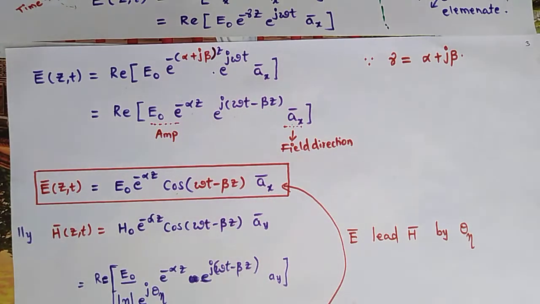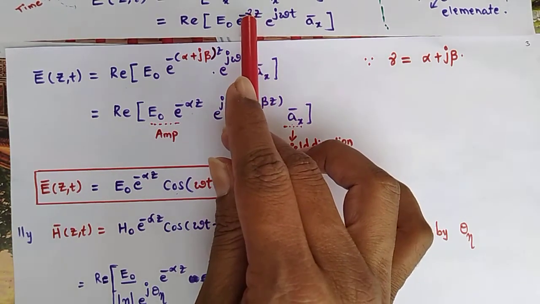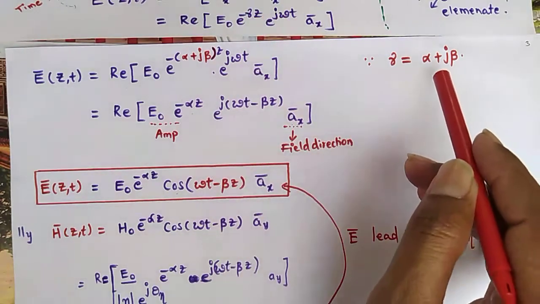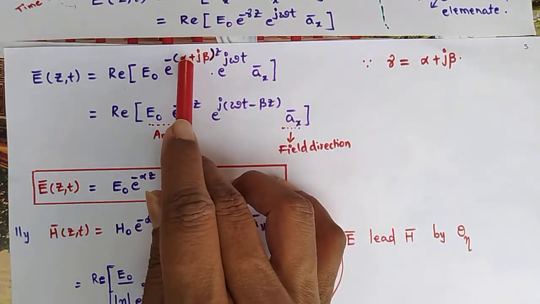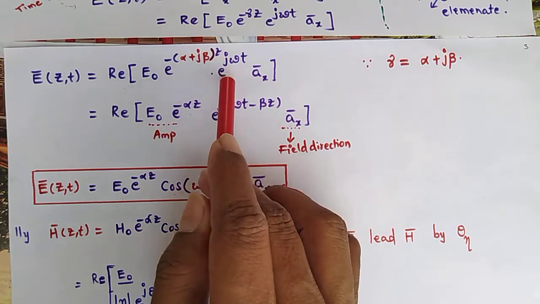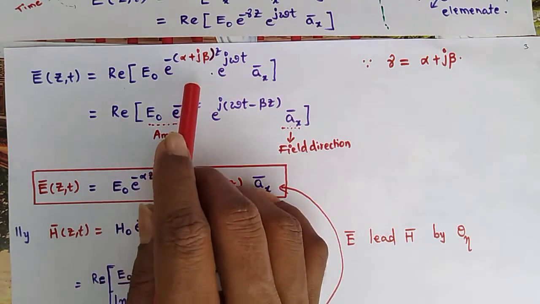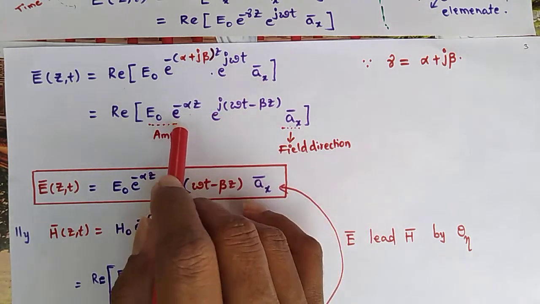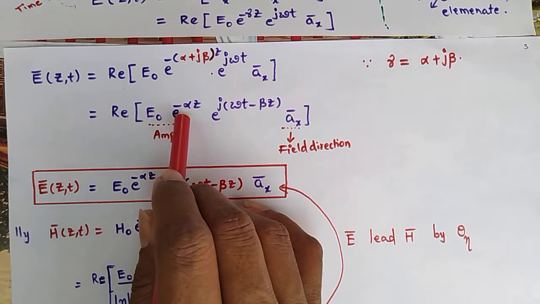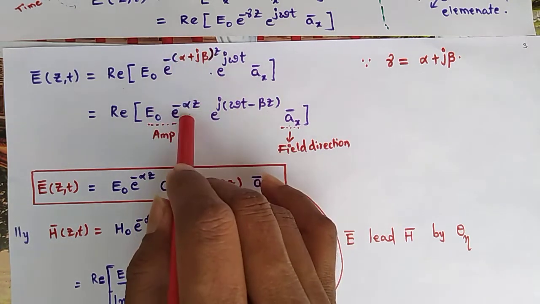See here, I am taking the real part: real part of E naught into e to the power of minus gamma z, where gamma is the propagation constant. We know gamma equals alpha plus j beta. I am substituting alpha plus j beta in the place of gamma, into z, into e to the power of j omega t ax. Here I am separating the real part terms and the imaginary part terms. So E naught into e to the power of minus alpha z.